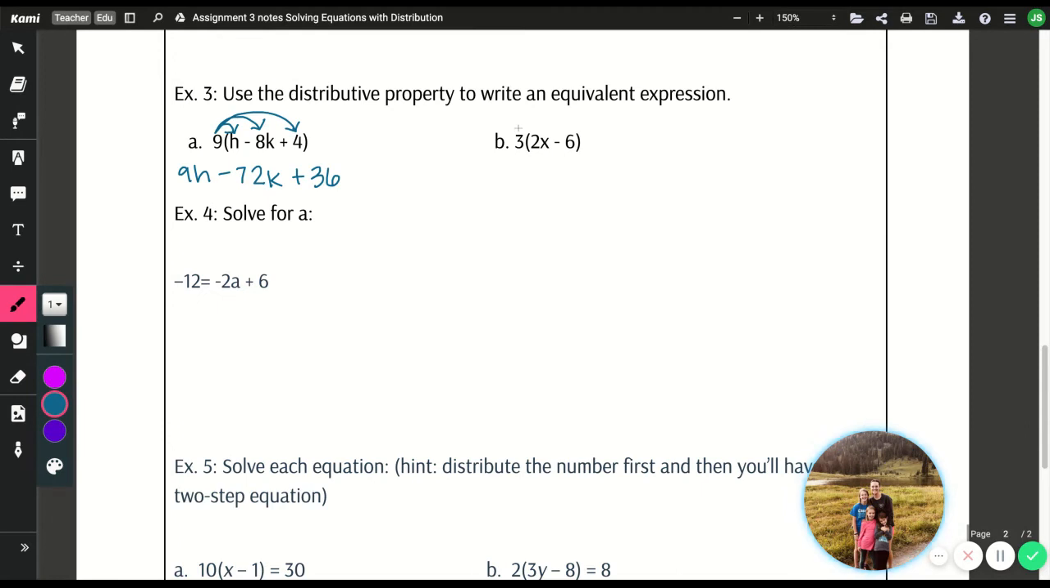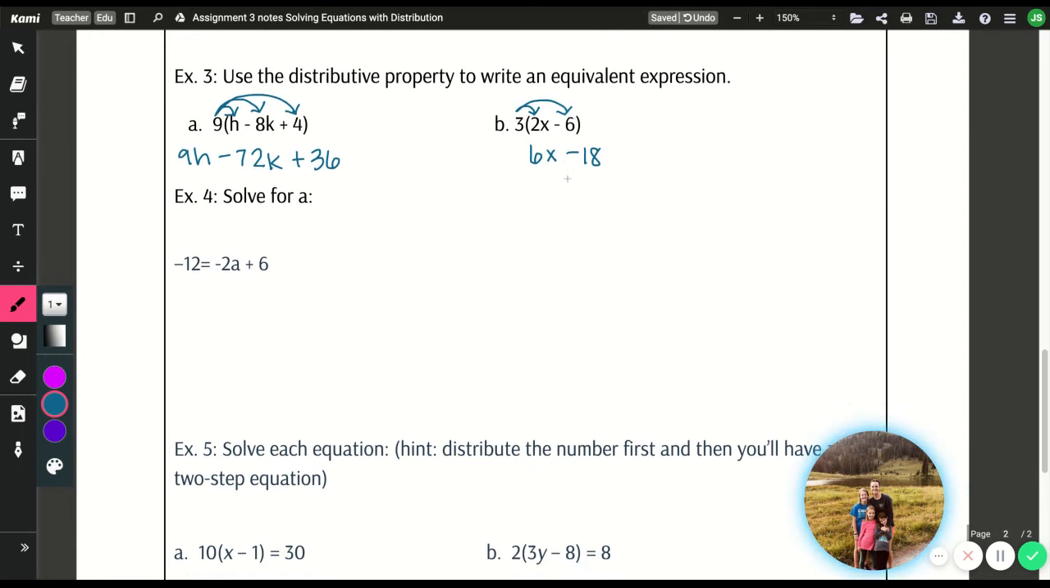Okay, now that you've tried this one, let's do it together and see how it went. 3 is out in front, so I'm going to distribute or multiply that 3 by everything in the parentheses. When I multiply the 3 by 2, I get 6x, and then distribute it through to the 6. That's a subtraction sign, which looks the same as a negative, because it acts the same as a negative. So this is like a negative 6. 3 times negative 6 is negative 18.